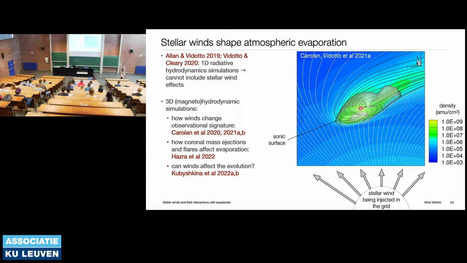You have here at the center your planet. Then these lines in black are velocity streamlines of the evaporation of the atmosphere of the planet. And then in this boundary here, we are injecting the stellar wind. So the stellar wind streamlines are shown here by the gray or white lines. And you also have a density here in the equatorial plane. So if you want to do this properly, you want to move in 3D. So the shadow here is the sonic surface. And I'll come back to the sonic surface a bit more now.